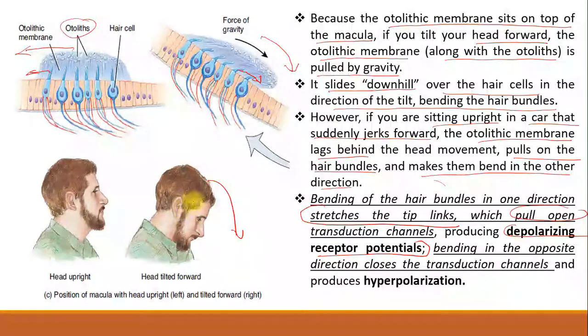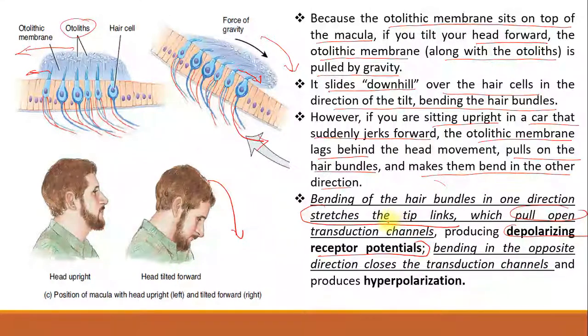Okay, so when we tilt our head in the forward direction, what will happen? The tip links of the stereocilia will make contact with the receptor present on the surface of the kinocilium, and thus depolarization will happen in the kinocilium, and then it will be transmitted through the nerves to the brain. That is when we tilt the head in the forward direction.